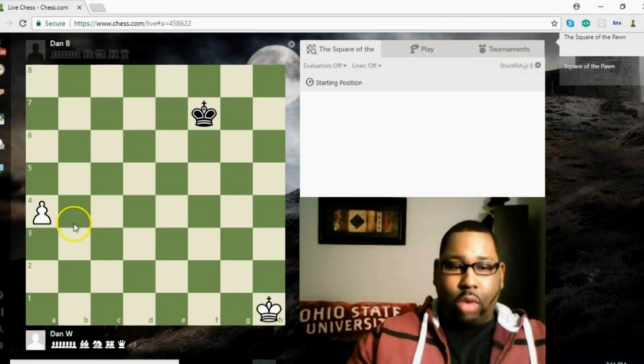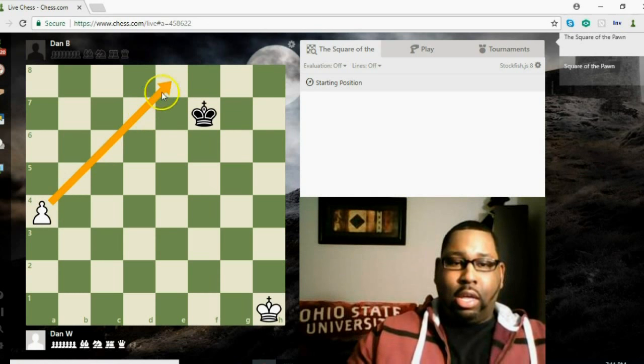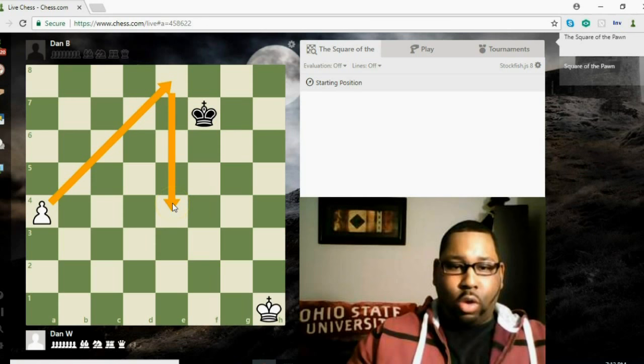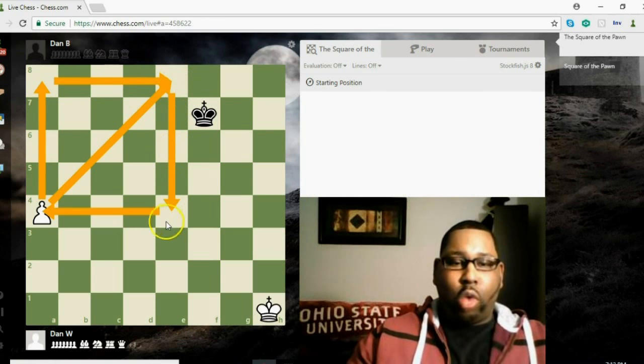Now let me show you exactly what it is here. The square of the pawn is you take the pawn where it's at and you draw a diagonal in your mind to where it ends. You see where it ends at the diagonal. So in this position here, it ends at E8. It goes from A4 to E8. Now what you do is you just draw a square there. So a 90-degree angle here going down to E4 to A4, A8, connecting back at E8. So that's the square there.